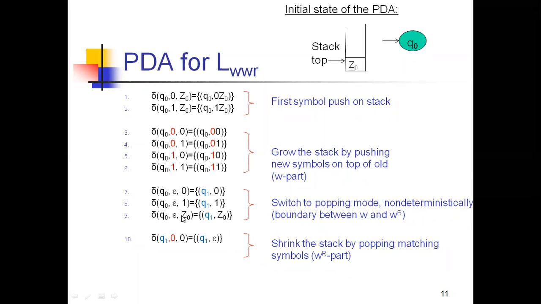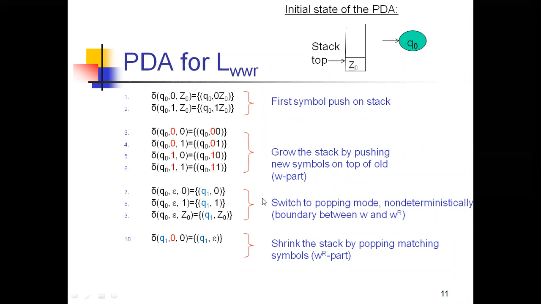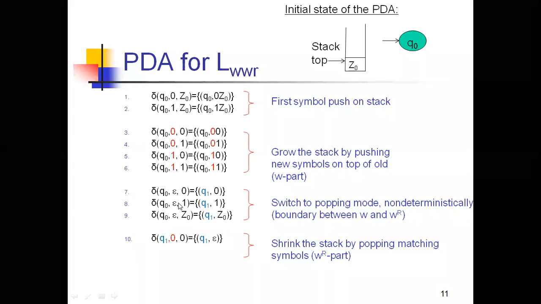Q naught, epsilon, Z naught. You need to change the state to Q1 and the top of the stack is Z naught. Then you need to write here. Right, so somewhere you need to do pops, right? These three rules we can call a switch to popping mode. That is, non-deterministically we are switching those, at the boundary between W and W power R.